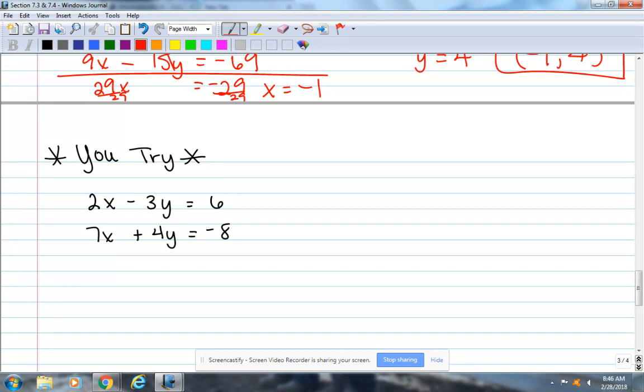When you have your ordered pair, you can check it with a neighbor. Y'all should get the same ordered pair answer no matter what you eliminated first. So your work might look different, but you still should get the same answer.